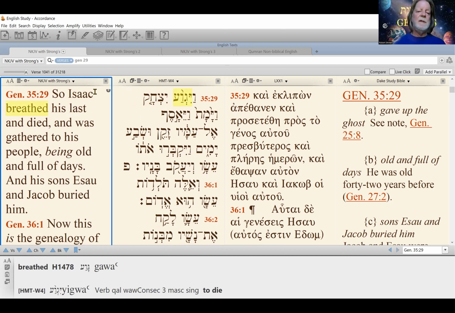So Yitzhak died, breathed his last and died, and was gathered to his people. Now, this is the way they talk about dying. In other words, Isaac will be taken to be reunited with loved ones of the faith who had died before he did. So this is an affirmation of life after death.